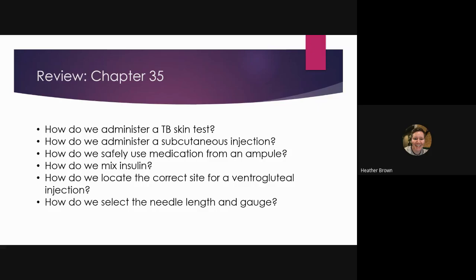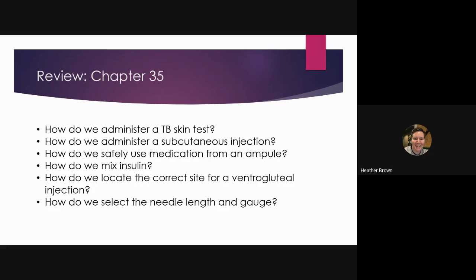If you need, you can even tap the top to make sure that the medicine goes in the bottom. You're going to use a filter needle. That's going to filter out any glass that might have gotten into the medication. And then you're going to draw up your medication, making sure to not instill air. And then you're going to switch to that regular needle to administer the medication. Very good job. All right, then next one, how do we mix insulin?